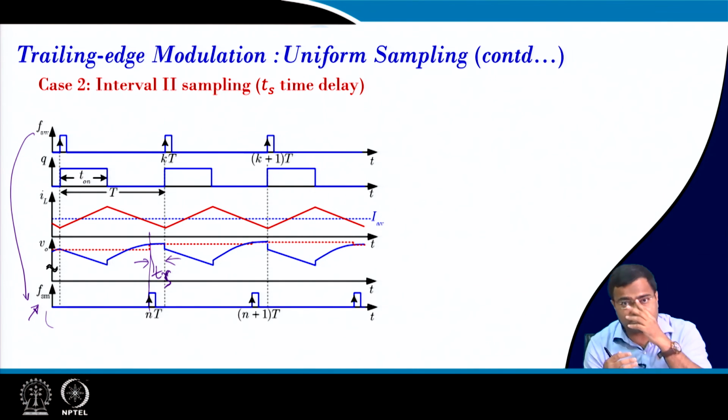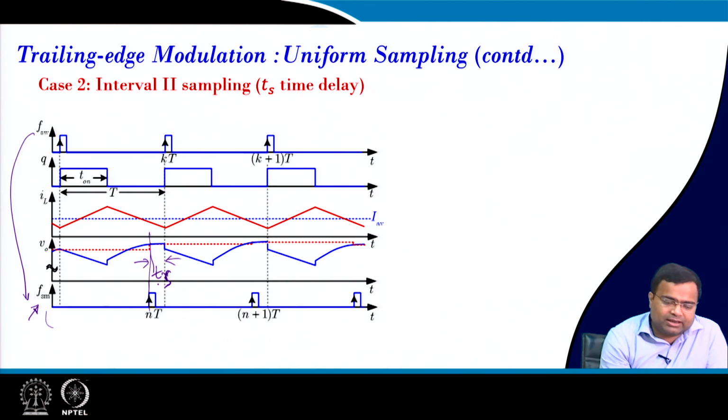That means the cost is high. Or you can simply use a successive approximation ADC. So there are many ADC architectures, but the only thing we need to know is that there should be sufficient sampling delay so that it can complete the conversion as well as the computation in the digital controller.